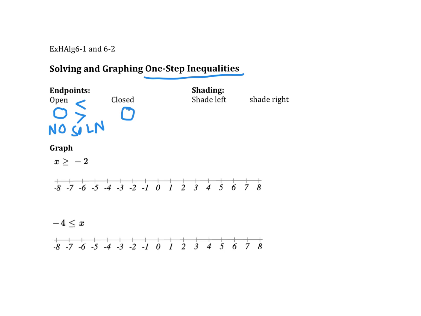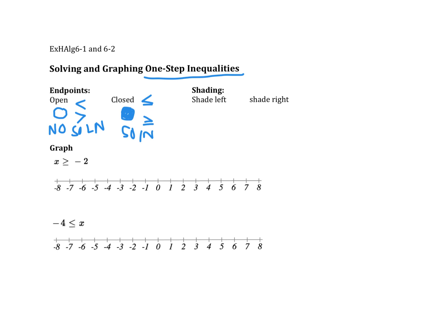A closed endpoint just means we're going to fill it in, and we'll use a closed endpoint if we have a less than or equal to or a greater than or equal to. And that means that that point is a solution. It is going to be one of the things that works.